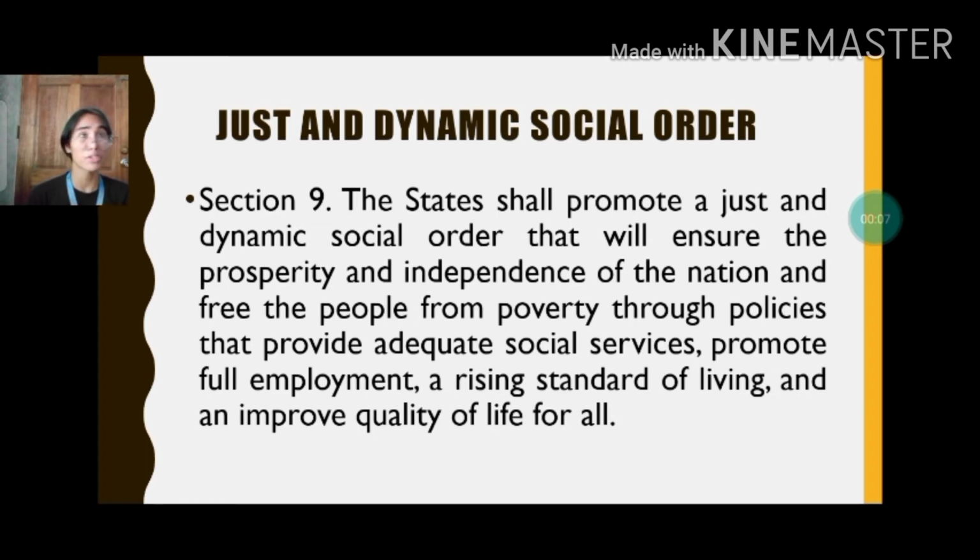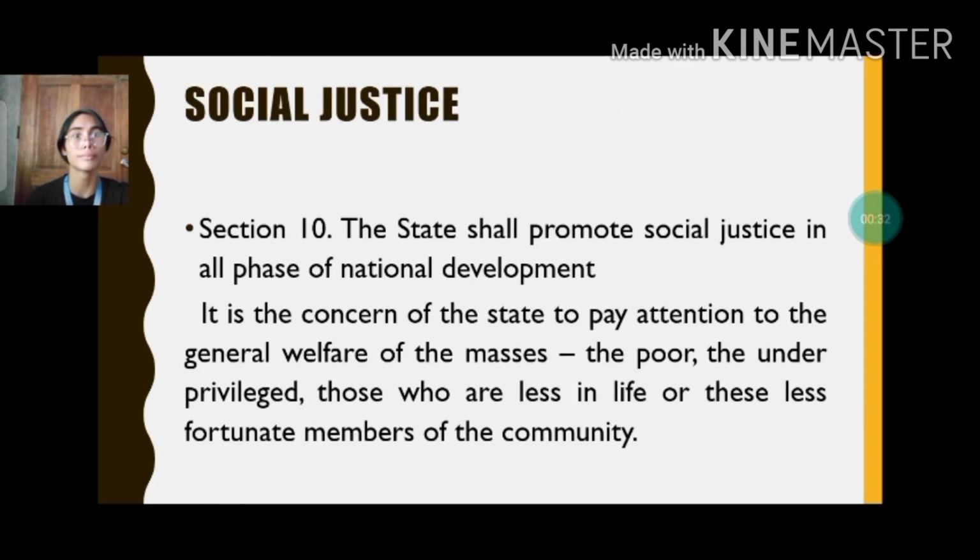Just and dynamic social order. Section 9 says the state shall promote a just and dynamic social order that will ensure the prosperity and independence of the nation and free the people from poverty through policies that provide adequate social services, promote full employment, a rising standard of living, and improve the quality of life for all.